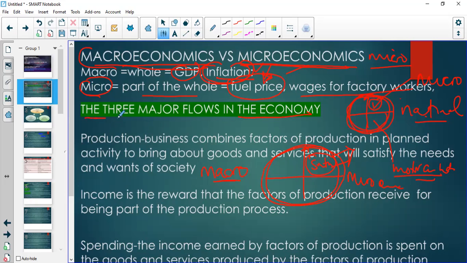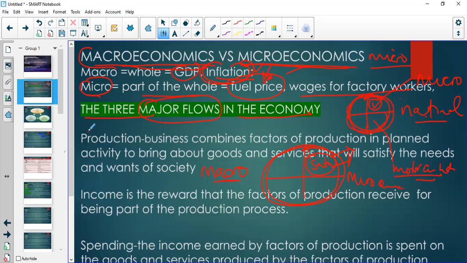All right, so when we look at the economy of South Africa, we can identify what we refer to as three major flows. These flows have to do with movements of goods and services, as well as the movement of income in the economy. So we're looking at how goods and services flow in the economy, then how income does flow in the economy.